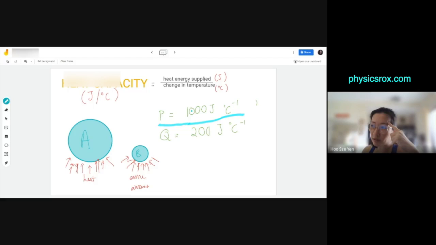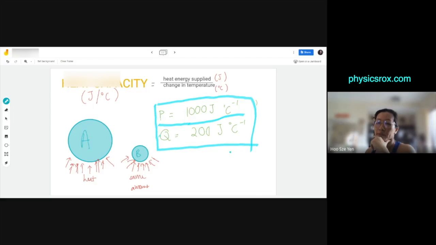So now, based on this understanding, which one needs more heat energy to change the temperature, P or Q? Based on these two numbers. Which one needs more heat energy to change the temperature? P. Correct. Very good, correct. Because the number is higher.